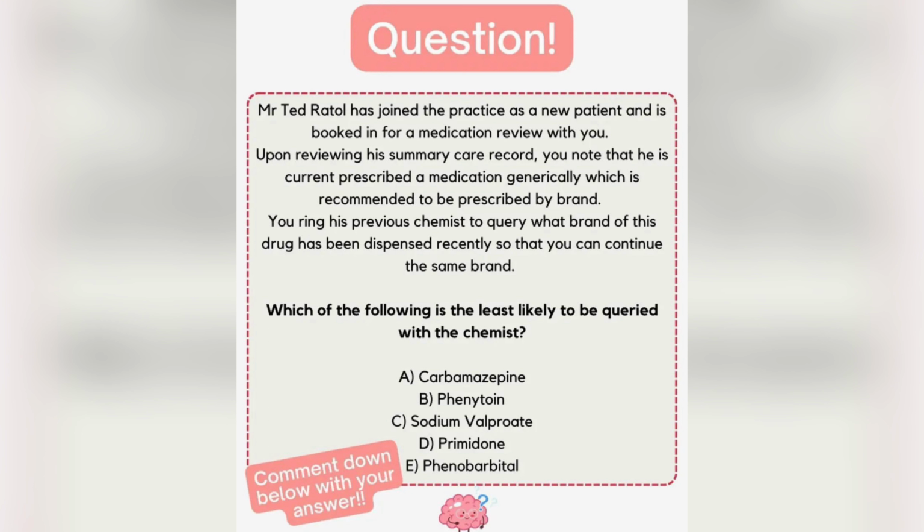So, which of the following is the least likely to be queried with the chemist? A. Carbamazepine, B. Phenytoin, C. Sodium valproate, D. Primidone, E. Phenobarbital.